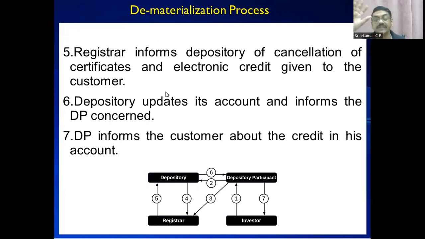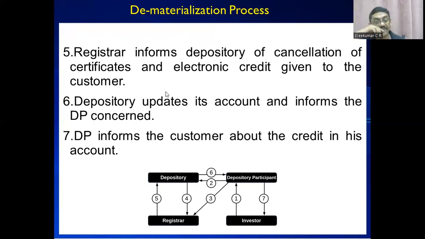The physical share certificate, if there is one, will be cancelled. Who will give the instruction to cancel? The registrar will inform to cancel. Then it will be converted to credit in electronic form, so that the share will be credited. Just like money is credited in a bank account, like that the electronic share will be credited in the customer's account.